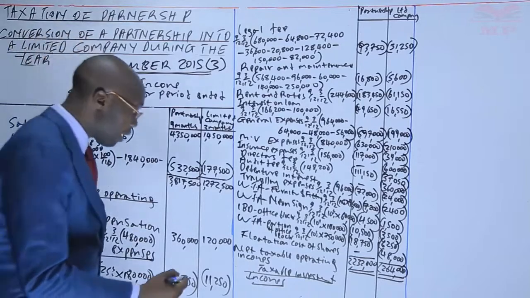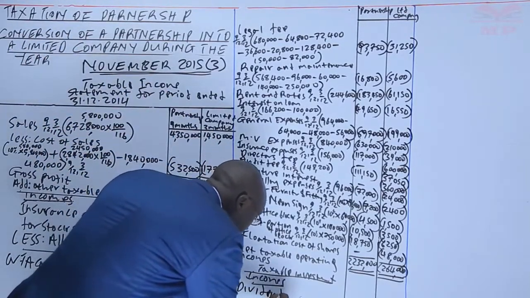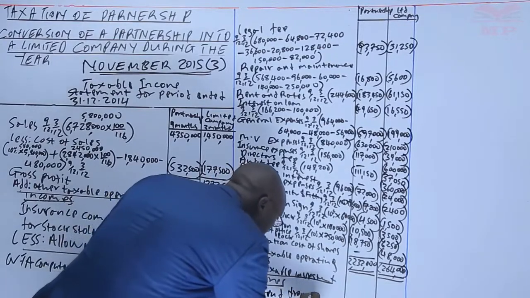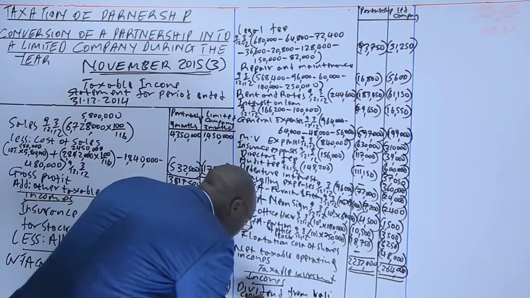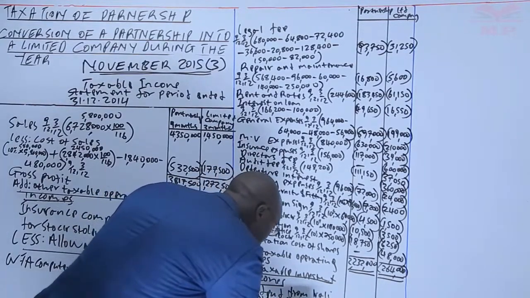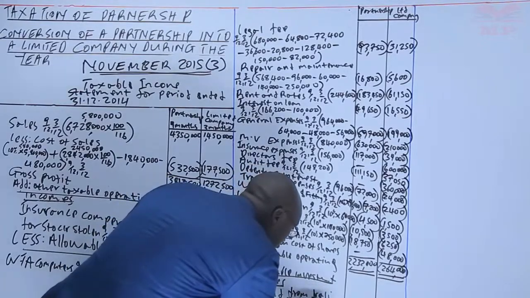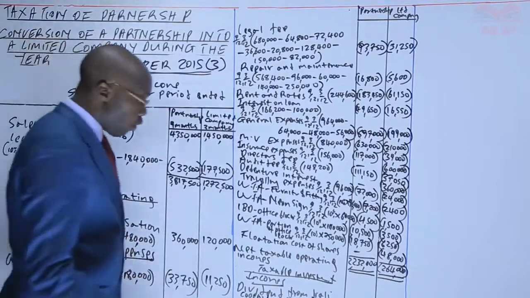So we come and now post it here. We have dividend from Cali Society Cooperative Society, where we want only for the company. So we only want 3 over 12 of 51.